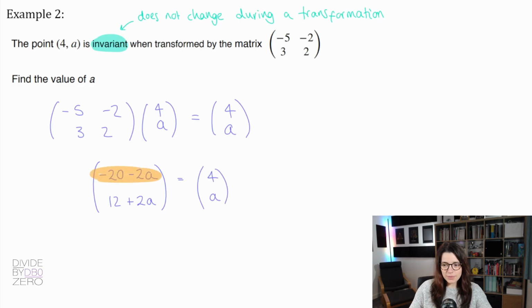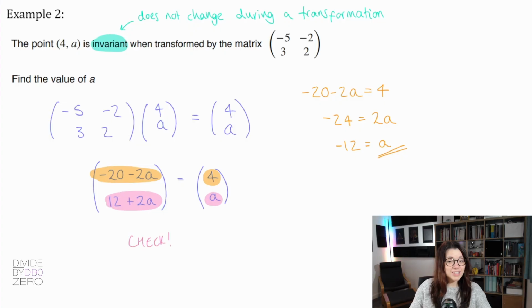Now we can solve this equation. -20 - 2a is equal to 4. When we solve that, we get this. So a is negative 12. We could use the second equation to check our answer. So 12 + 2a is equal to a. Let's check if that's true. 12 plus 2 times negative 12 is in fact negative 12. So that means we've done it right.